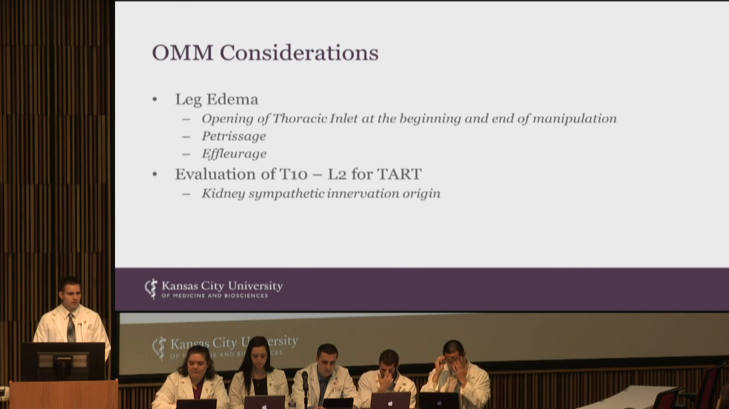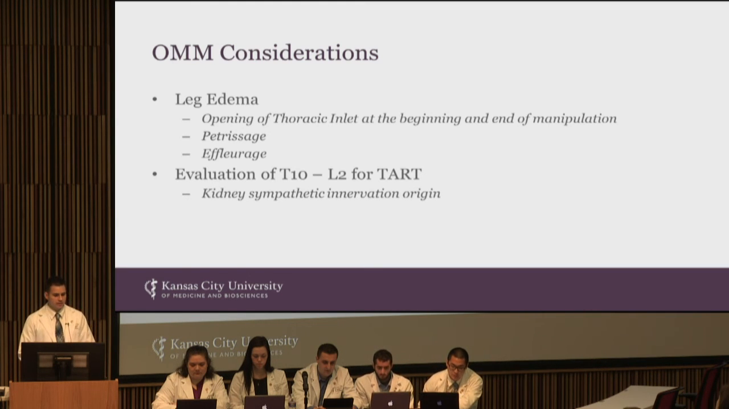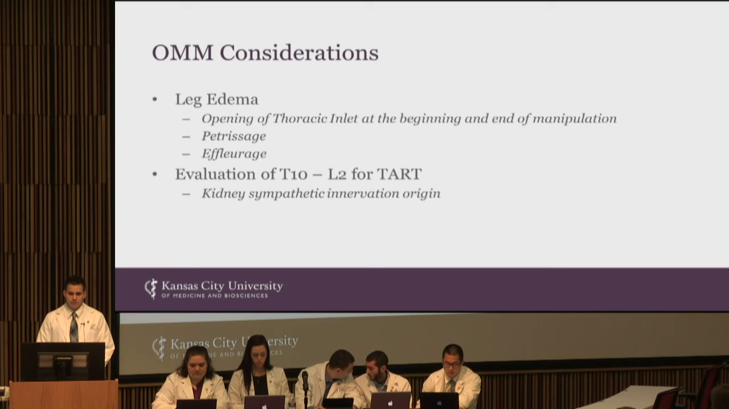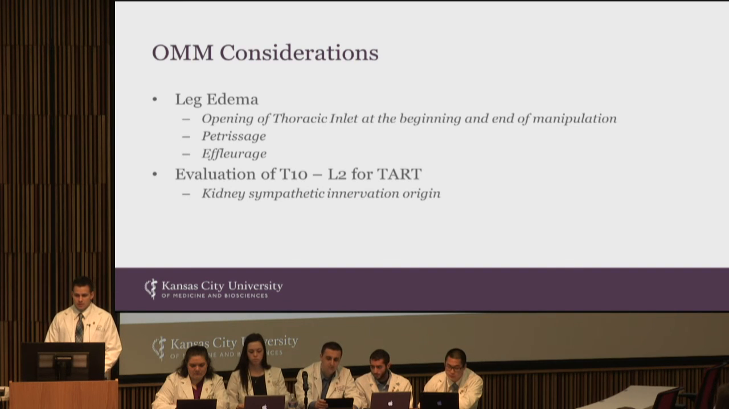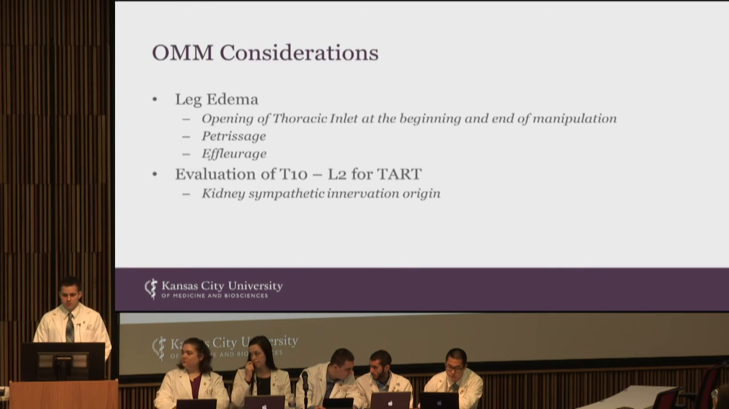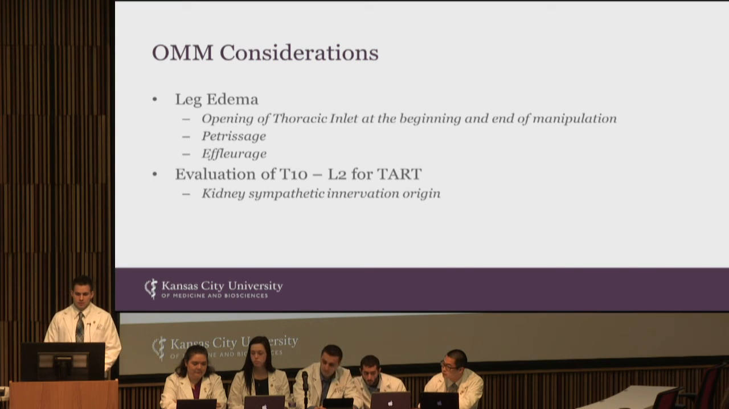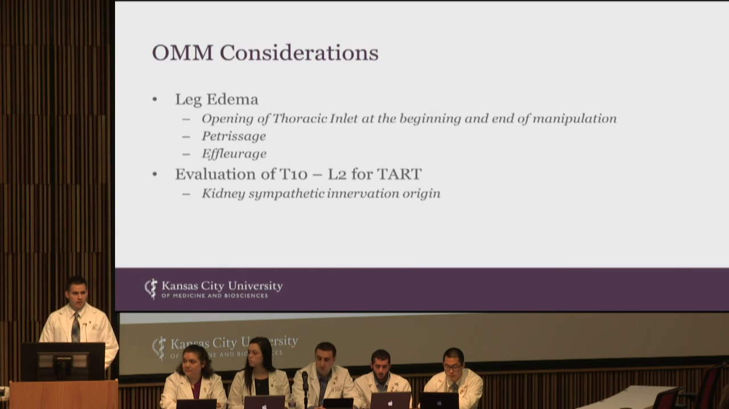However, when doing these techniques, we would have to monitor our patient's status to make sure that we were not exacerbating our patient's condition. We would also evaluate the paraspinal tissues of T10 to L2 for tissue texture changes, asymmetries, restriction of motion, and tissue tenderness. We would evaluate these spinal levels because this is where the kidney sympathetic innervation originates. Although this treatment would not help our patient's kidney disease itself, it could help with the symptoms that our patient was feeling.